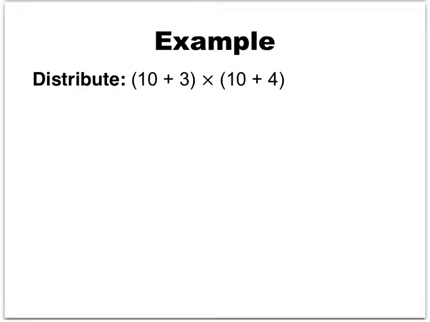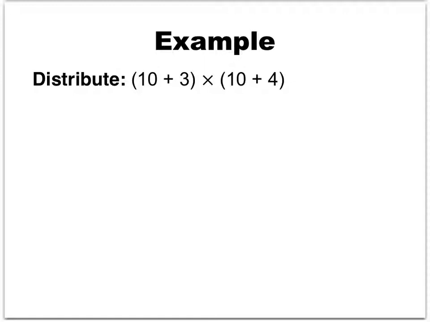Now let's look at an application of this idea to a situation where we have the sum of 2 quantities times the sum of 2 other quantities. And so let's distribute this. What we mean by this is we want to rewrite this. We're not going to do the arithmetic. We're just going to rewrite this using the distributive property.